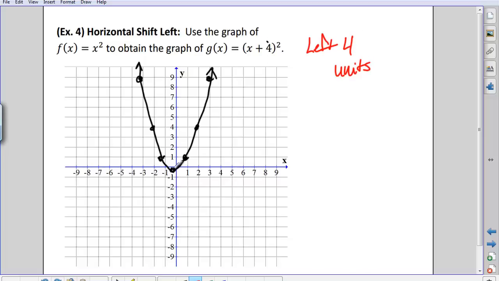So this point right here at 0, 0, it's going to be moved to the left 4 units. This point gets moved left 4 units, as does this one, 1, 2, 3, 4. We can move this one. And then this point, 1, 2, 3, 4. And here's our new graph, x plus 4 squared. We shifted it to the left 4 units. Cool.